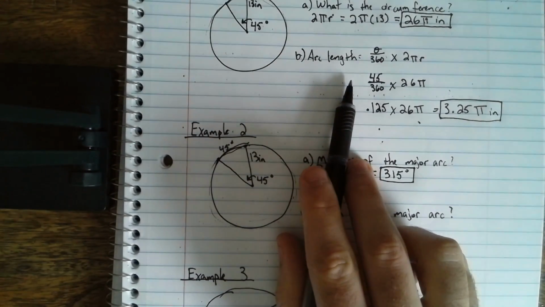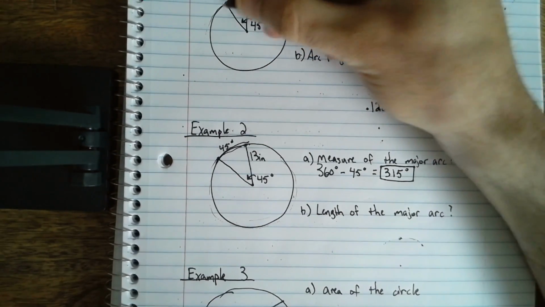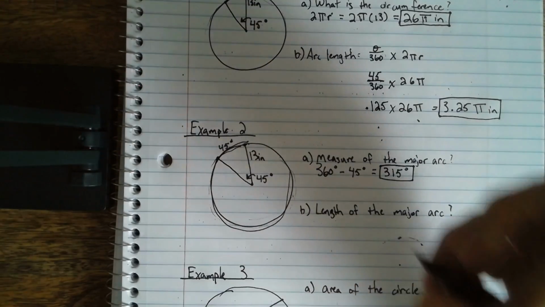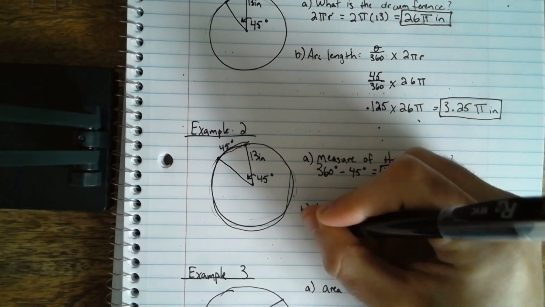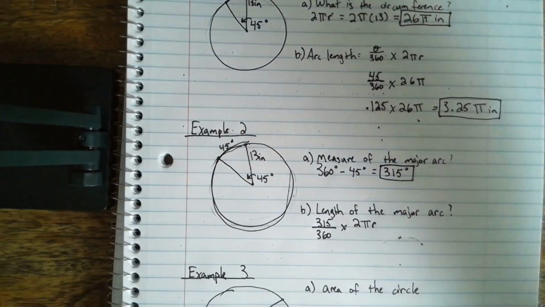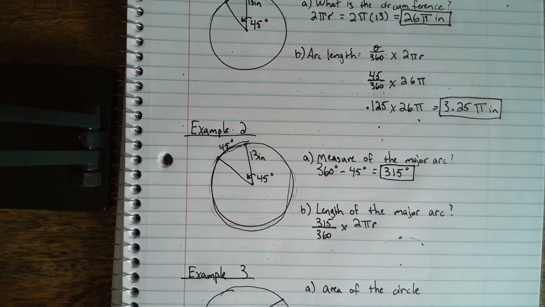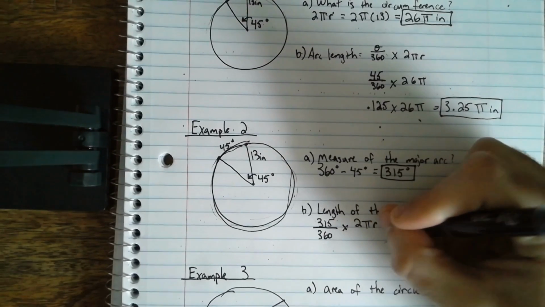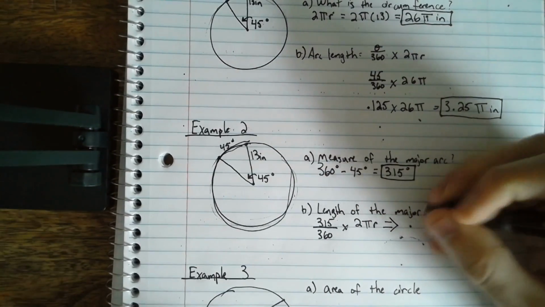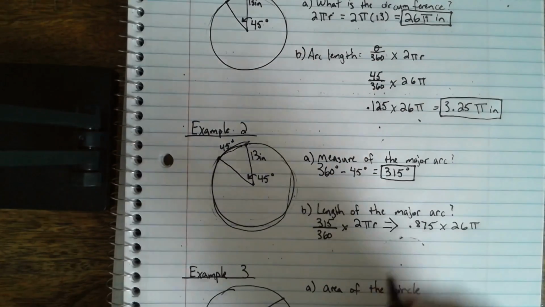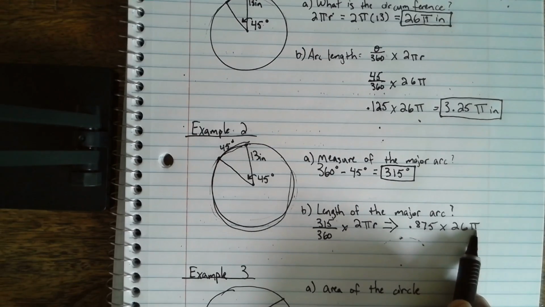Well, up here, we found the minor arc length. Here, we're trying to find the major arc length. Well, the major arc has a measure of 315 degrees, so it's going to be 315 divided by 360 times 2 times pi times the radius. Okay? 315 divided by 360 is 0.875 times 26 pi, 2 pi r, 2 times 13 is 26, and then I just carry the pi over.